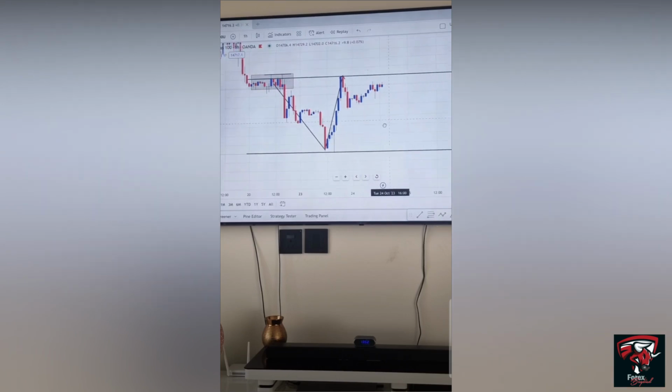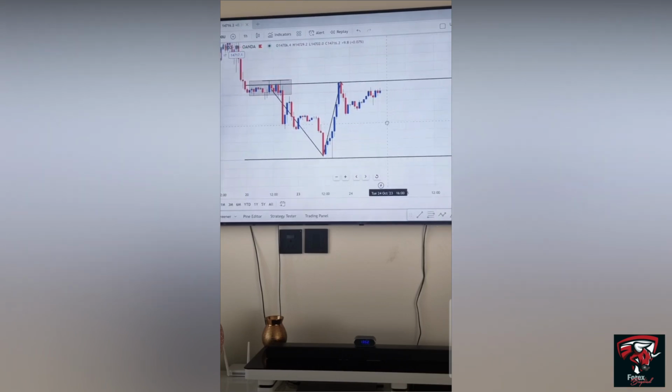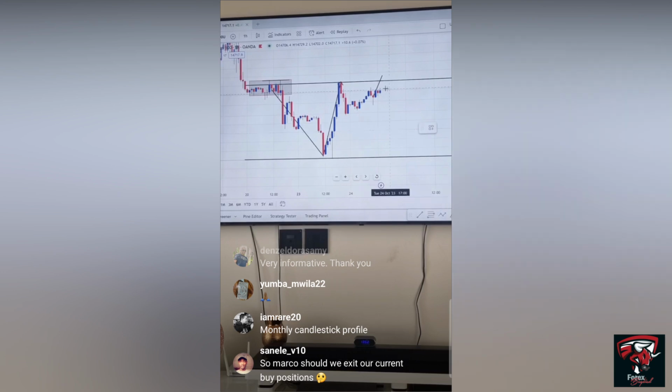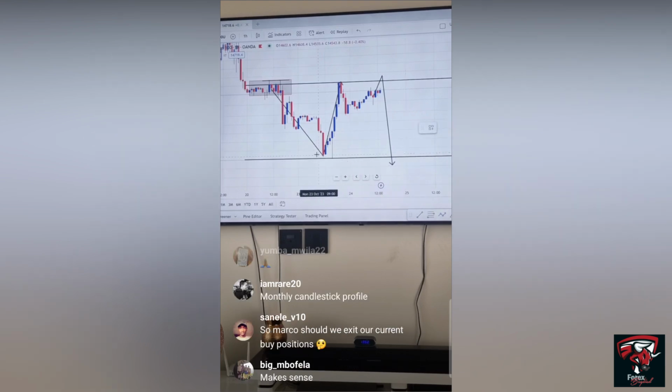Okay? So in a situation, we could see a manipulation phase. Price touches and then comes back into our range, and then starts to make its way. Why? Because price needs to tell you who was at this level.